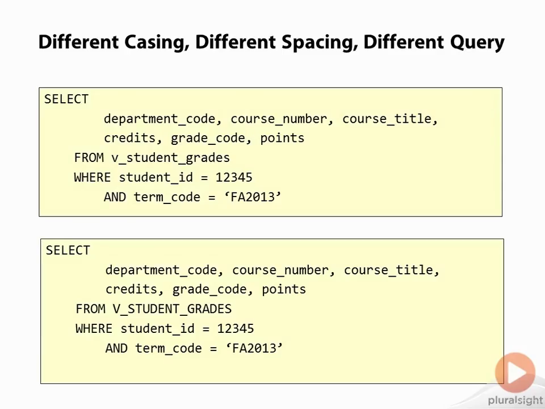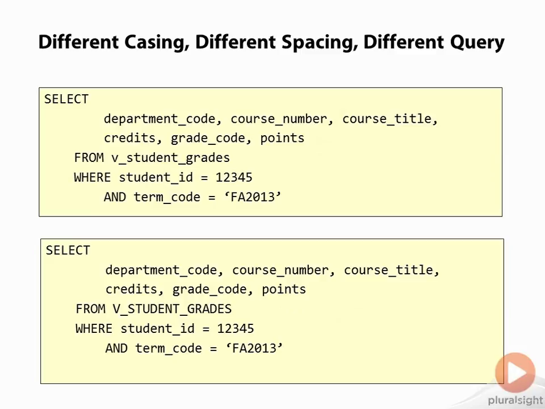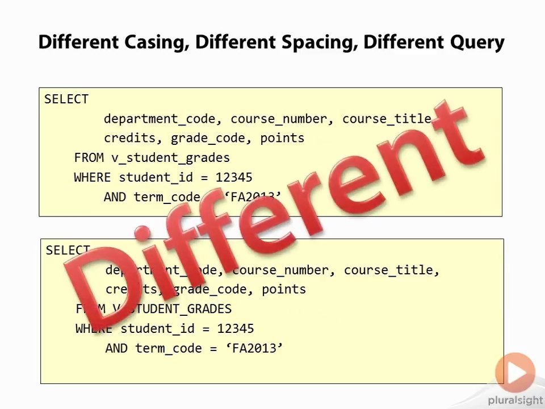On this slide, we have two queries that are each retrieving grades for a student in a particular term, and in this case, the student and the term is the same between these two queries. These two queries are exactly the same, except for the fact that in the first query, the name of the view is in all lowercase, while in the second query, the name of the view is in all uppercase. For the purpose of determining if the two SQL statements match, character casing counts, and so Oracle would regard these two SQL statements as different statements and would hard parse each one.